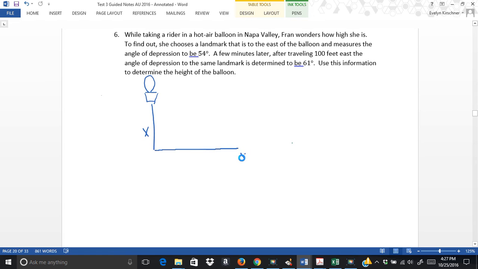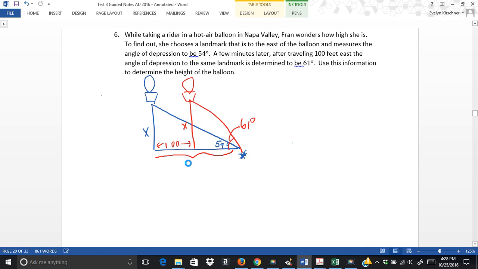And she has this point here that she's looking at. This is her landmark. And she knows the angle of depression is the same as the angle of elevation, so this is 54 degrees. She moves 100 feet east, and so now here she is, and she's still the same height x, but this is 100 in this direction. And now when she looks, this whole angle is 61 degrees.